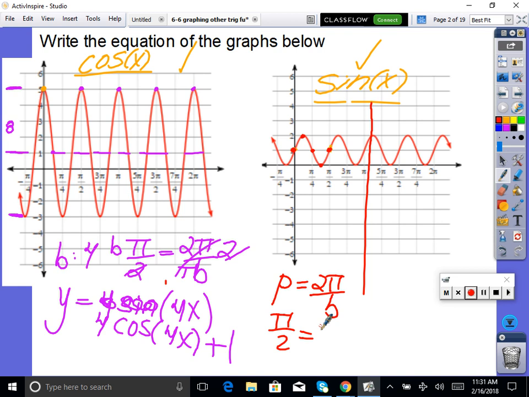Everybody good with that? Because at times, I'm going to say write an equation given that the period is 3/4. Go through and write the equation of the graph, for example, and you'll have to go through and do some math. Okay, cool. So what's the answer here? Y is equal to sine of 4x plus 1. Awesome. Moving on.